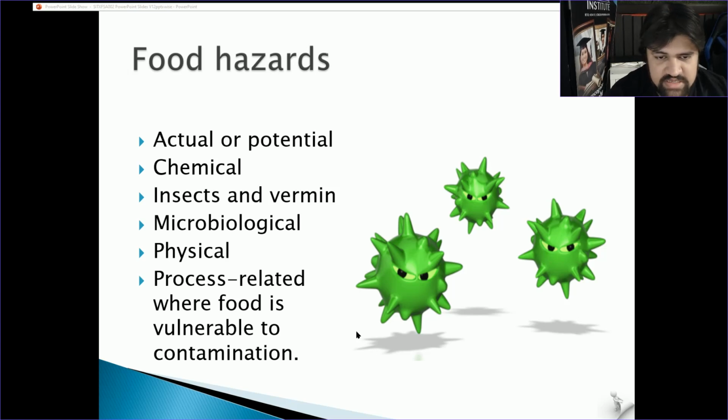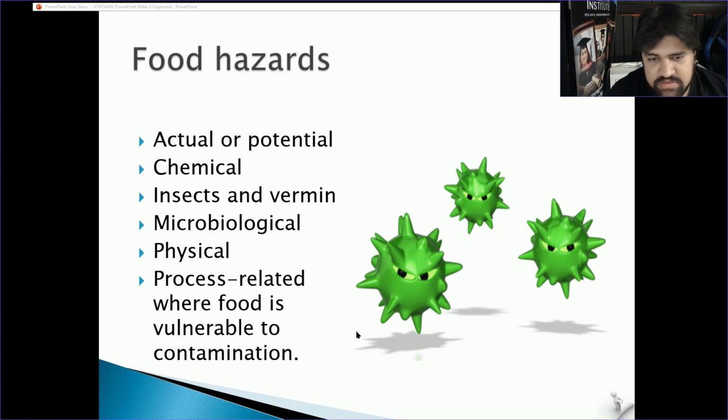Microbiological, like bacteria and things like that, could already exist somewhere, and you've now ordered that item into your shop, so now it's starting to spread from one item to the other in your cool room or something like that. Physical could be broken plastic or glass or, if you're having construction, any dirt or piece of wall or concrete, whatever it might be.